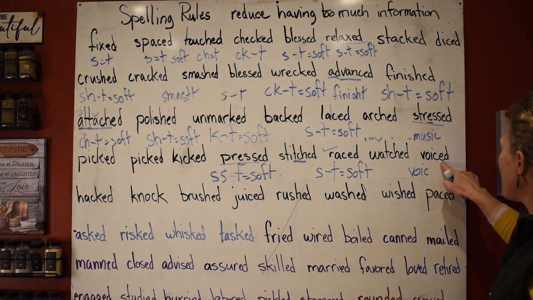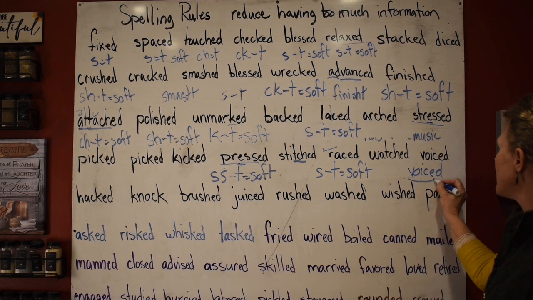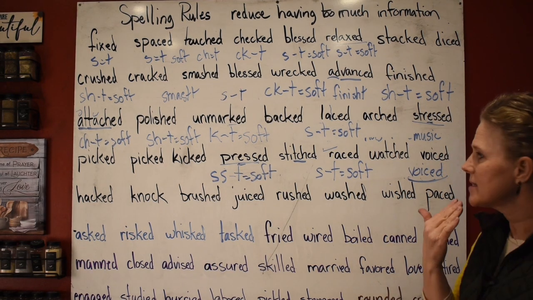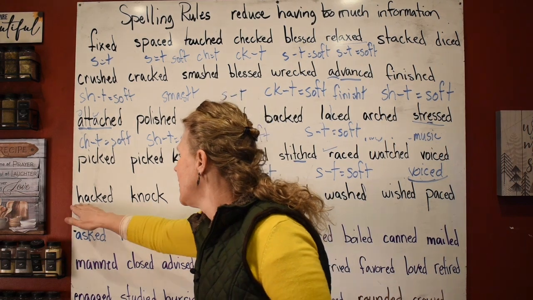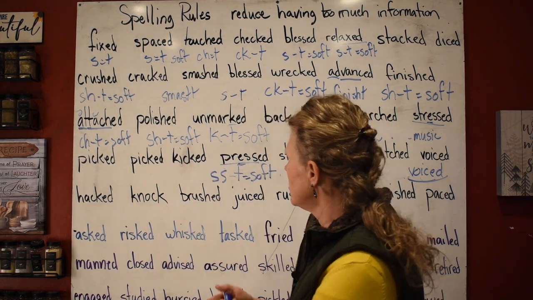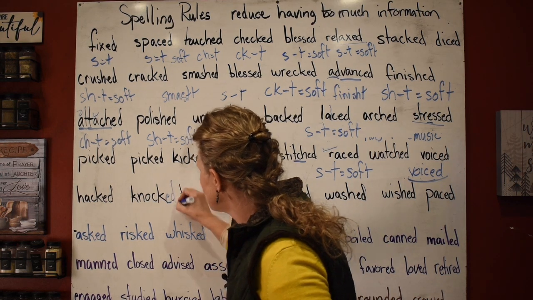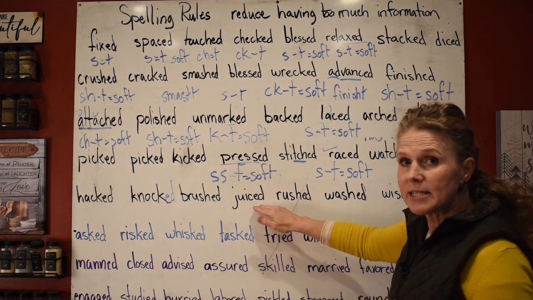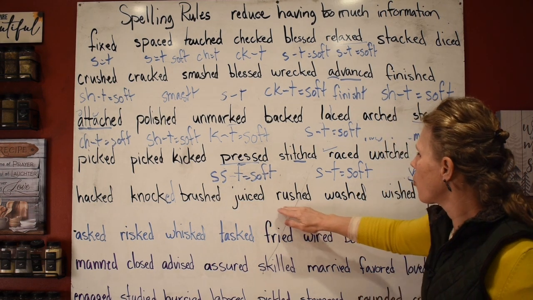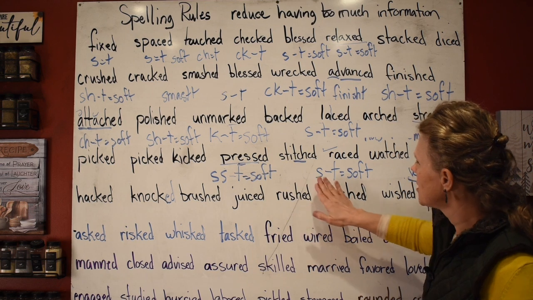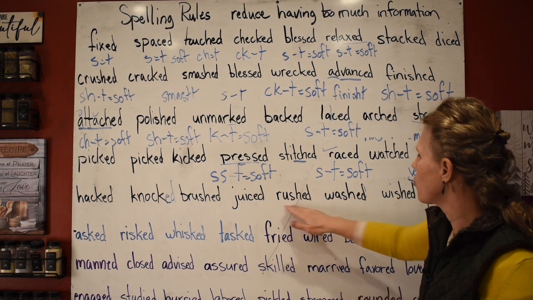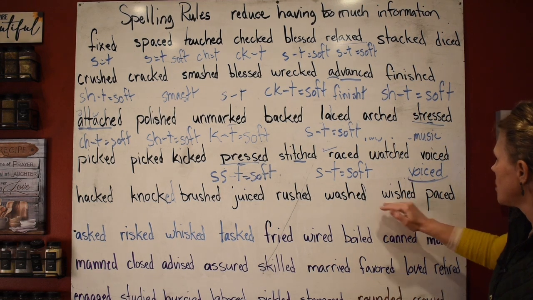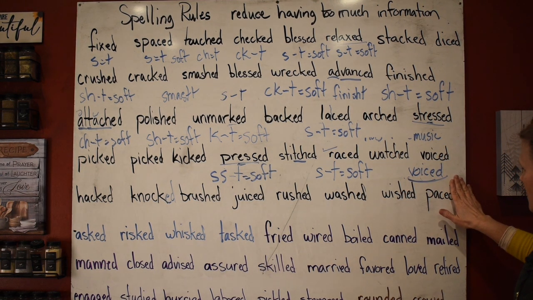And then you're going to drop that E and add on your vowel suffix. This says voiced. See, it has that soft sound. Hacked, knocked, brushed, juiced, rushed. There's your base word. Rush, rushed, wash, washed, wish, wished, pace, paced.